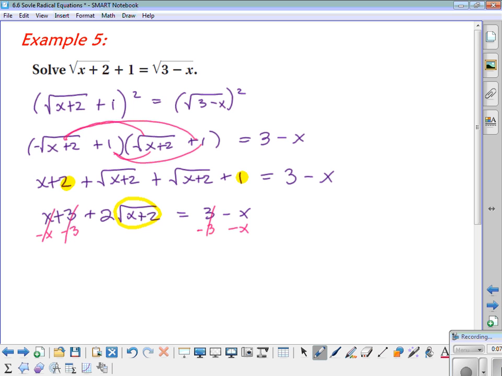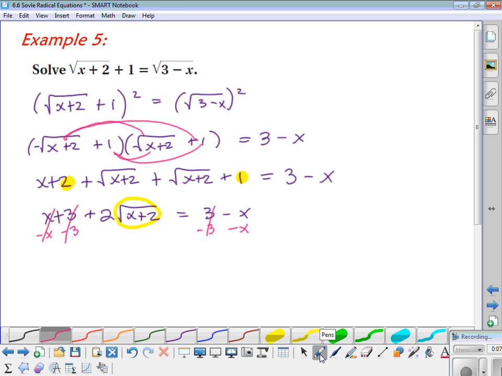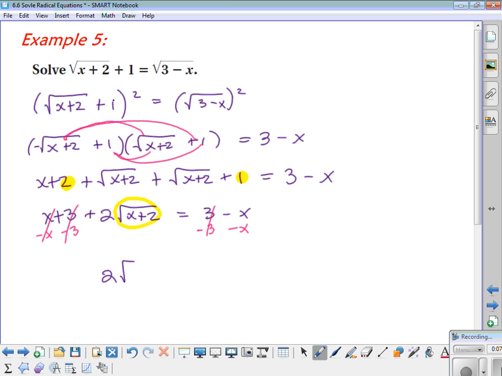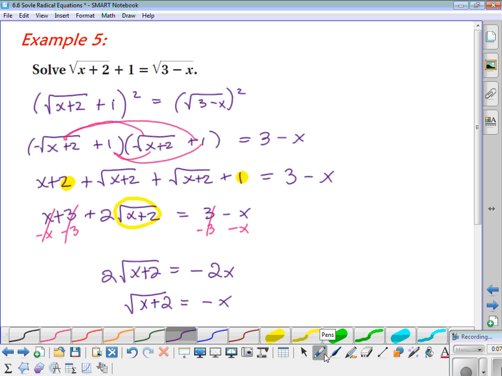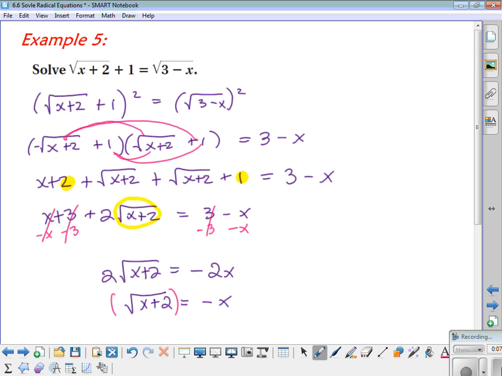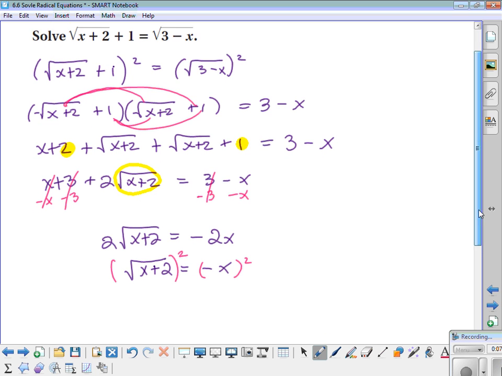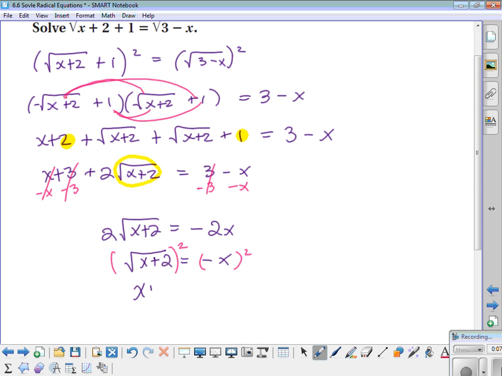And on the right side, my 3's actually cancel out, so I'm left with 2 times the square root of x plus 2 is equal to negative 2x, because negative x and negative x is negative 2x. And then if I divide both sides by 2, I get the square root of x plus 2 is just equal to negative x. Now to get rid of that radical, I raise both sides to the second power. So I have x plus 2 is equal to x squared.